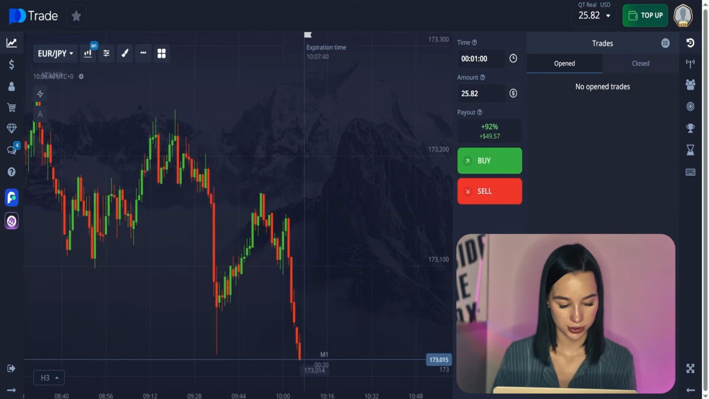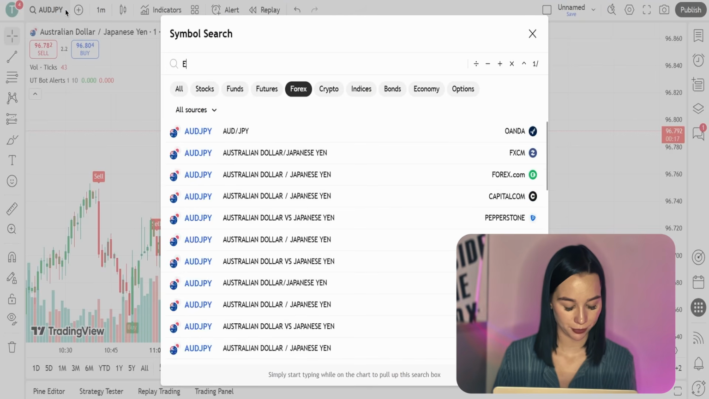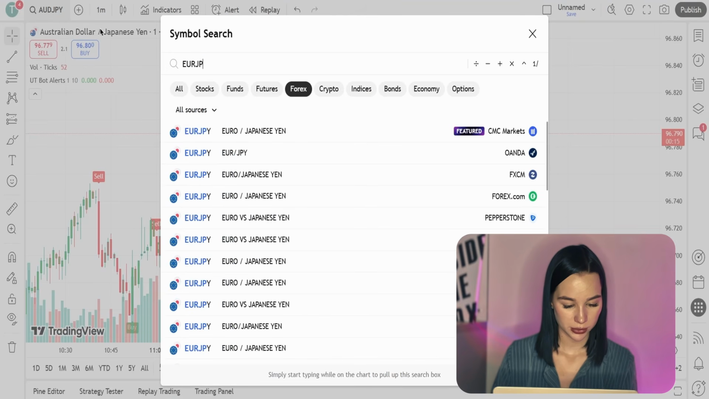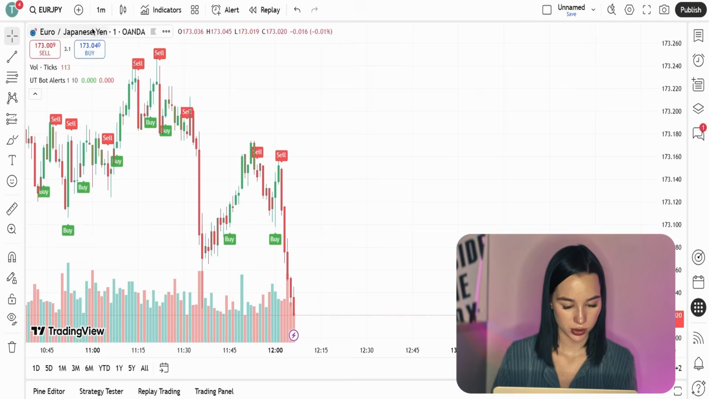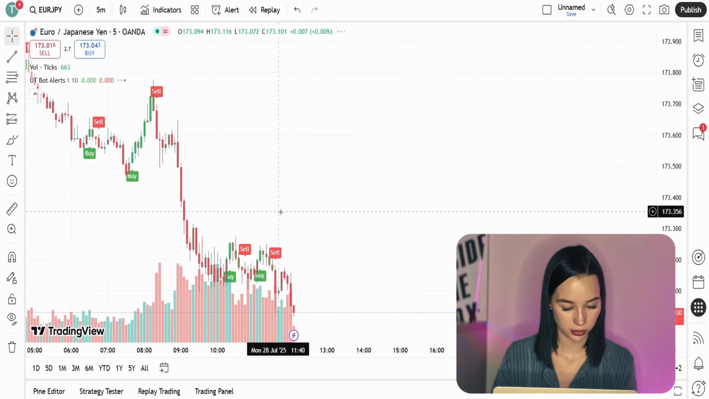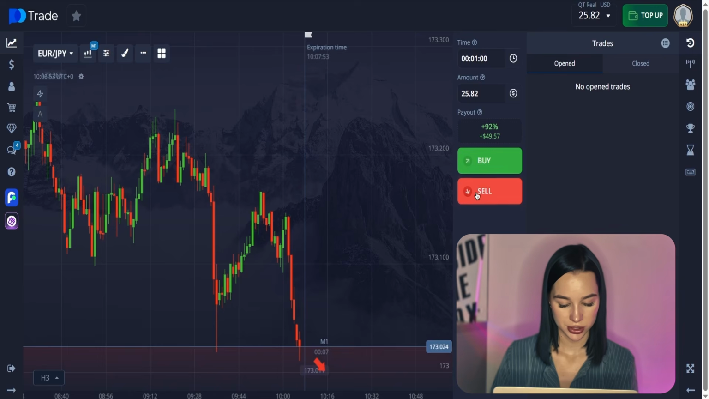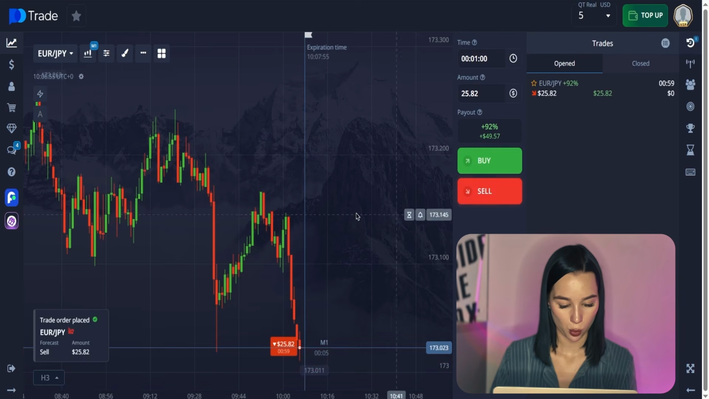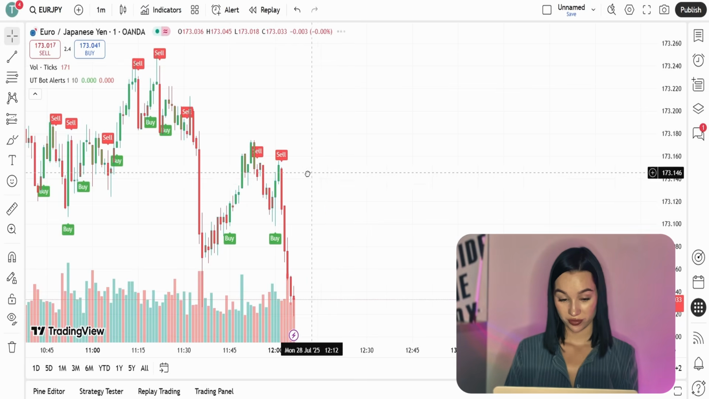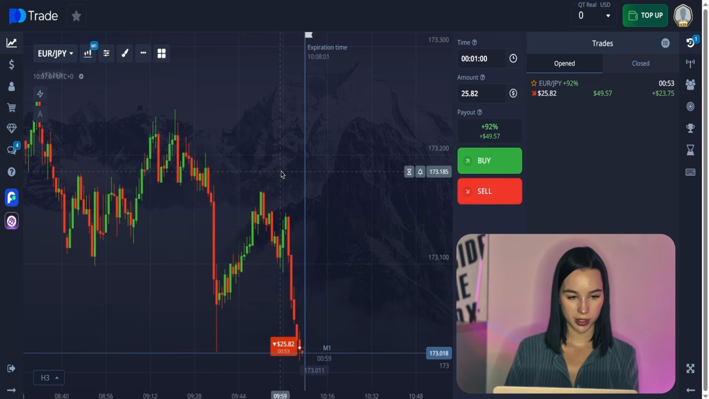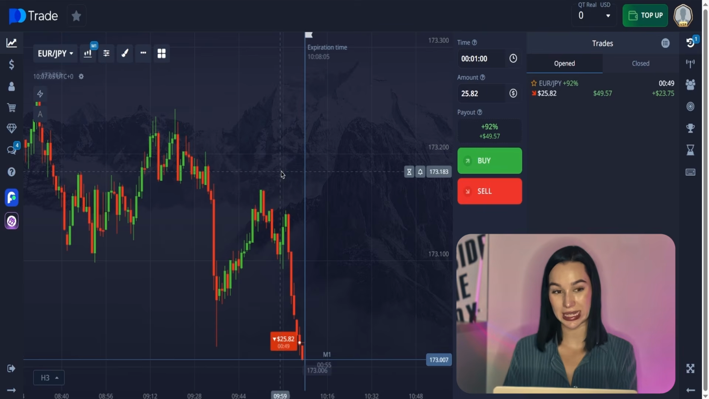And for example, euro and Japanese yen. Why not? So here it is. Ooh, pretty interesting. It broke the previous support level. Now it's going lower, so here's definitely a sell signal. So we open it for 1 minute. Well, I hope the downward trend will continue here and there won't be any reversal or something. It could happen after this kind of strong downward movement, but let's risk a little bit.